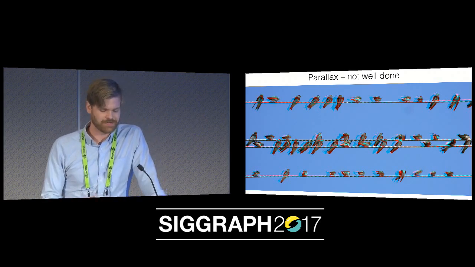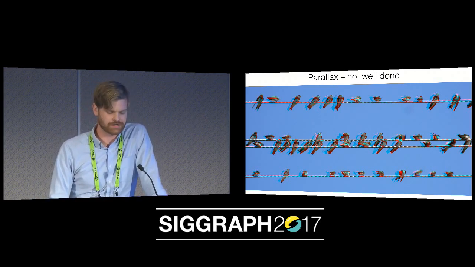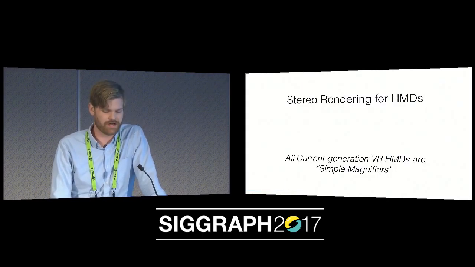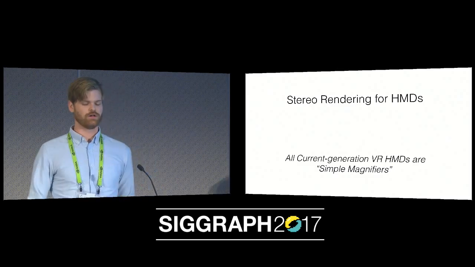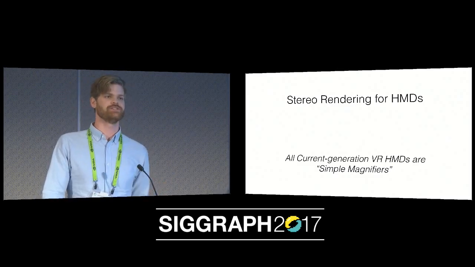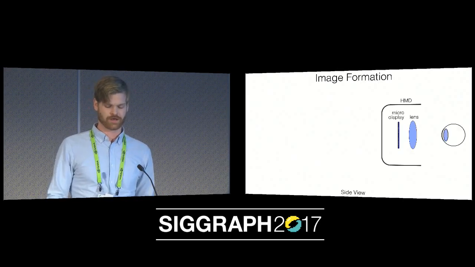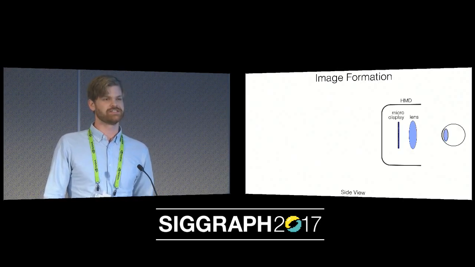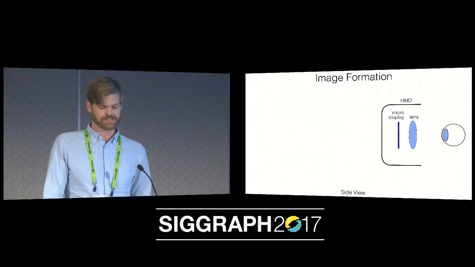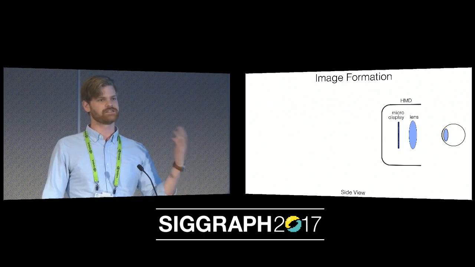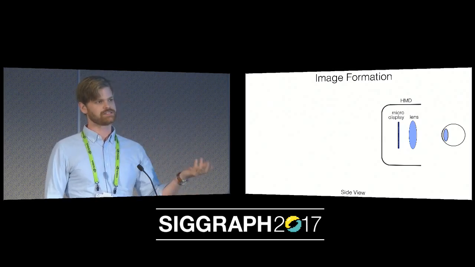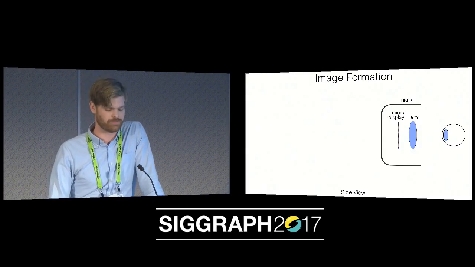So now that we've talked about parallax and some basic ideas of stereopsis, let's talk about stereo rendering specifically for head-mounted displays. All current generation VR head-mounted displays just act as simple magnifiers, meaning that it essentially consists of, as Gordon showed earlier, just a microdisplay placed behind some static optic. What this does is magnify this microdisplay and project it outwards and fix it at some distance. And the distance to this, what we call a virtual image, is defined by certain parameters.